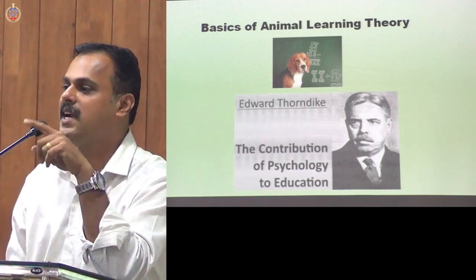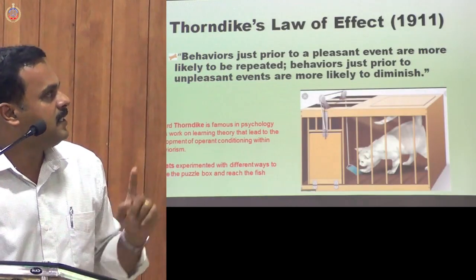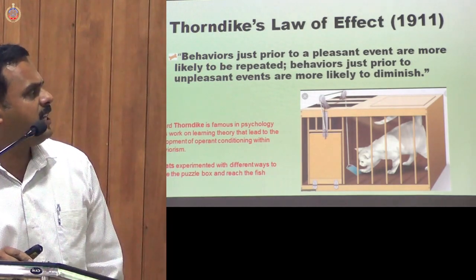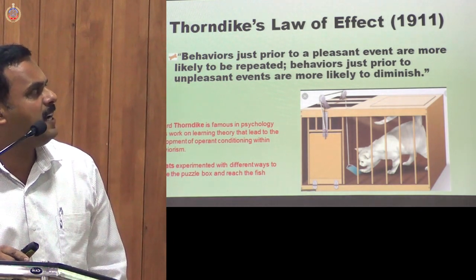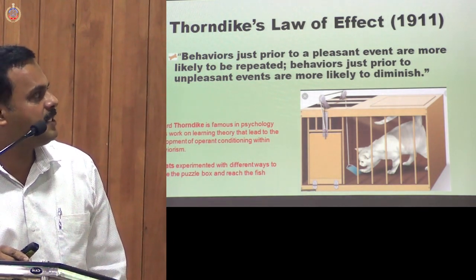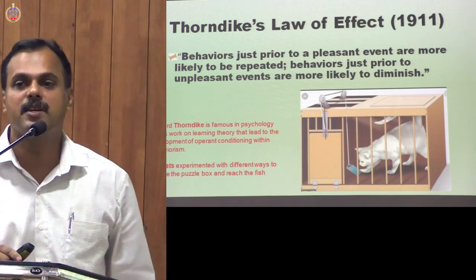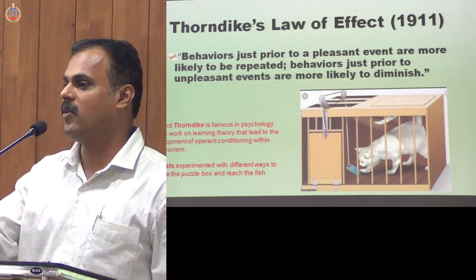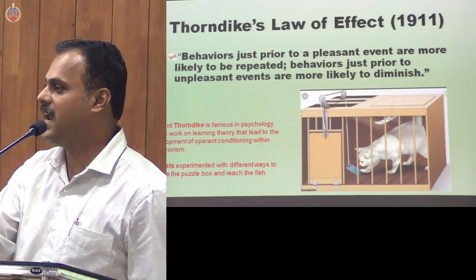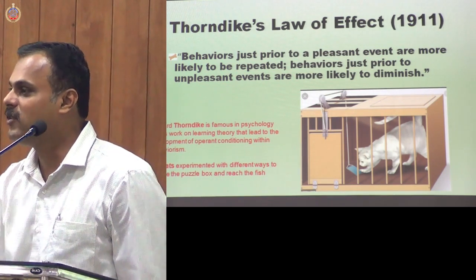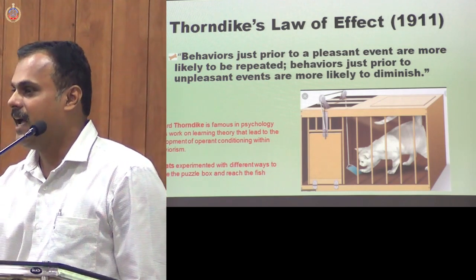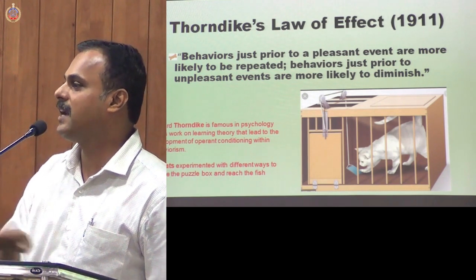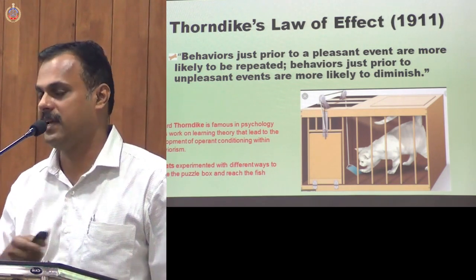The first theory started in 1901, where Thorndike's law of effect started. He said, behaviors just prior to a pleasant event are more likely to be repeated, and behaviors just prior to unpleasant events are more likely to diminish. If you perform something in a good environment which will give a positive result, it will become a good behavior. And if there is some setback in that procedure, it will stop, or the animal will try to get away from that thing. We have a lot of examples.